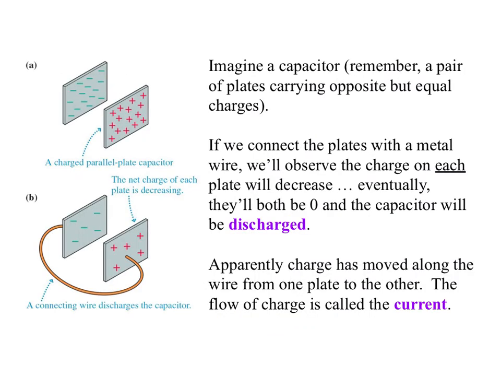All right, imagine a capacitor. Remember, that's a pair of plates carrying opposite but equal charges. If we connect the plates with a metal wire, i.e. a conductor, we'll observe the charges on each plate will decrease. Eventually, they'll both be zero, and the capacitor will be discharged, meaning, obviously, no charge. Apparently, charge has moved along the wire from one plate to the other, and we call the flow of charge current.